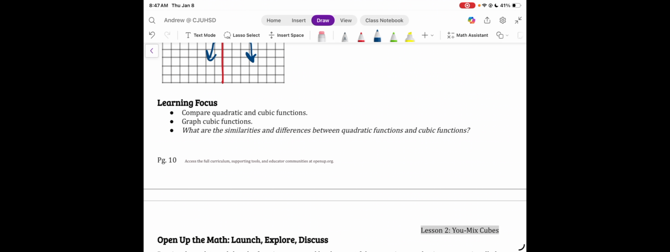So again, we're going to compare this to the cubic function. We're going to graph the cubic functions. The similarities are going to be true for lots of things, not just x squared and x cubed, but maybe x to the fourth, x to the fifth. And then the differences: quadratic has x to the second power. That's an even number. Cubic is x to the third power. That's an odd number. We're going to find that the even numbers kind of all look the same, and the odd numbers kind of all look the same.